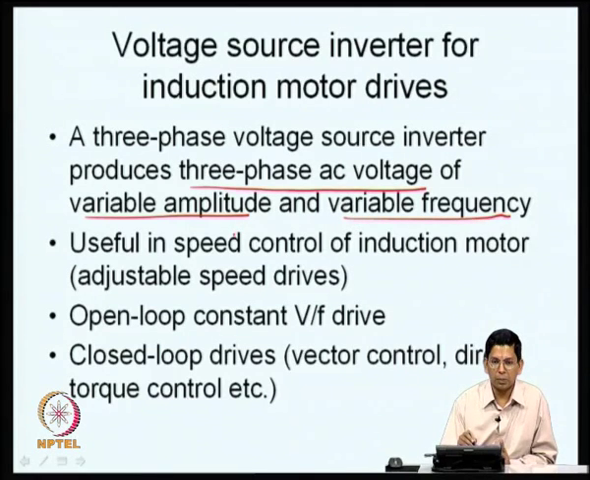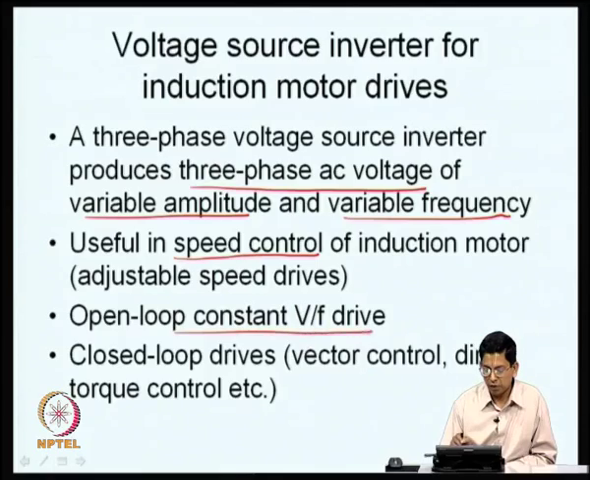Of course, there is an upper limit on the amplitude up to which you can do that, and again there is a variable frequency, and this frequency has to be also substantially lower than the switching frequency of the inverter now. So, since you are capable of doing this, an inverter can be used for speed control of induction motor, and such things are called adjustable speed drives or variable speed drives now. The most commonly used ones are open loop constant V by F drive, that is what we discussed till some time back. So, we discussed V by F drive.